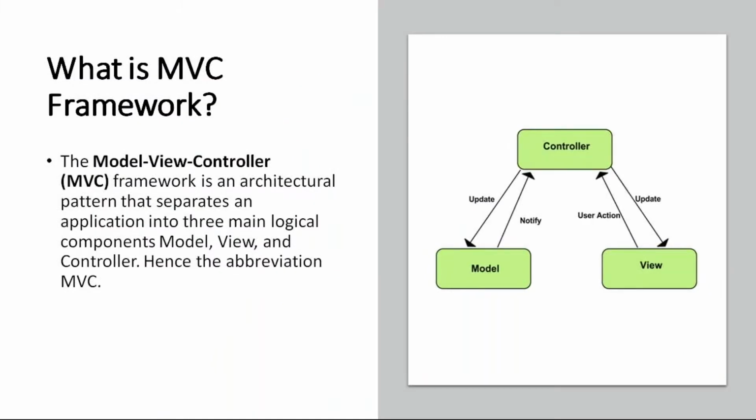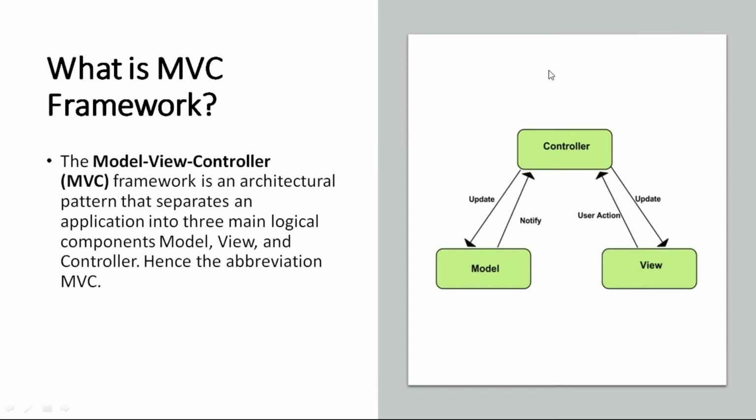So what is the MVC framework? MVC simply means the model, view, and controller framework. It's actually an architectural pattern that separates an application into 3 main logical components, which are the model, the view, and the controller. So that's why you have the abbreviation MVC.